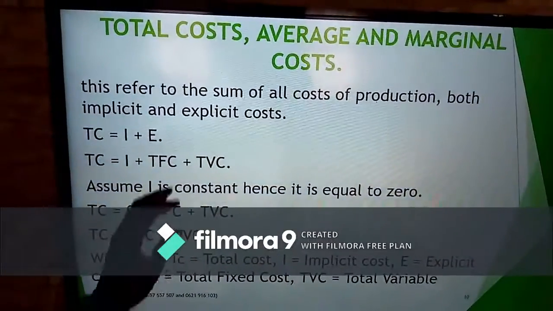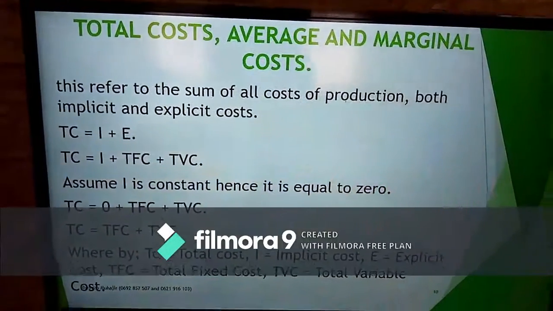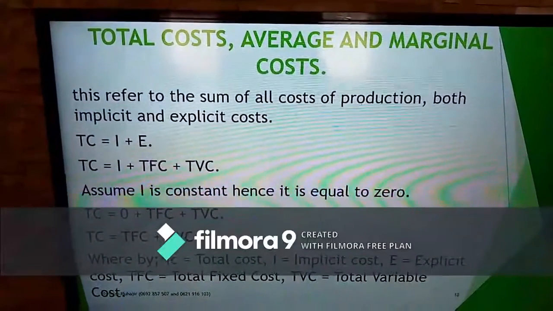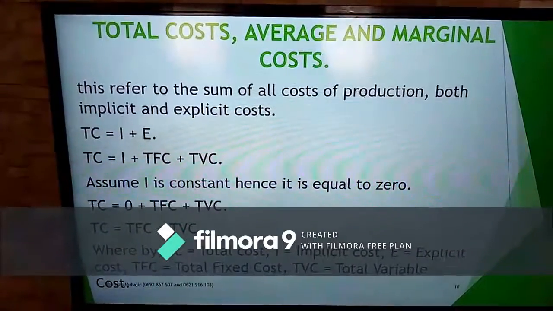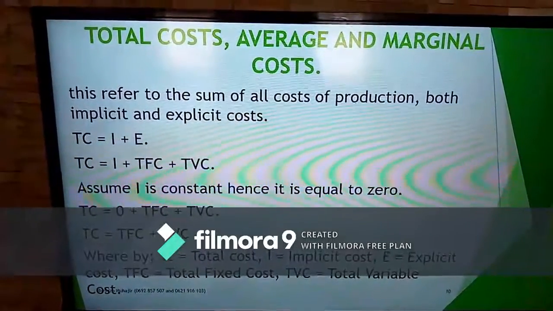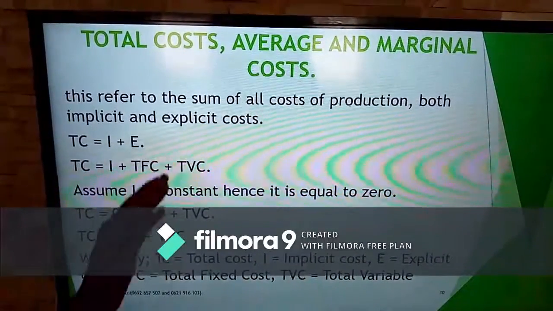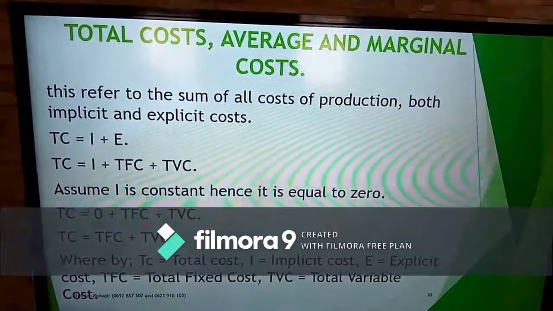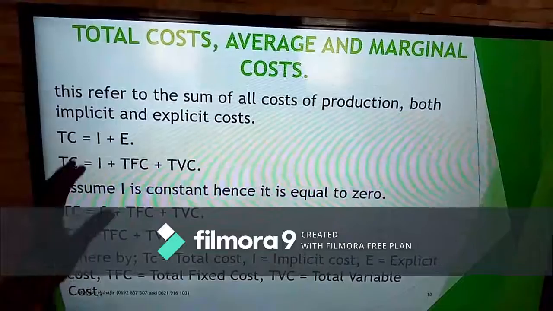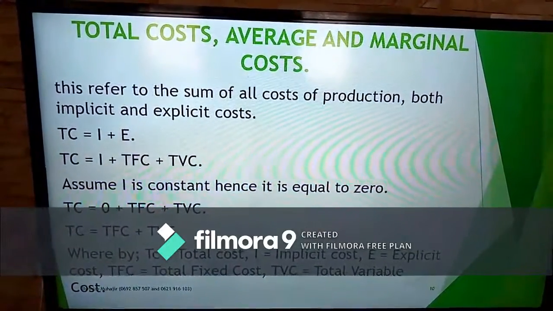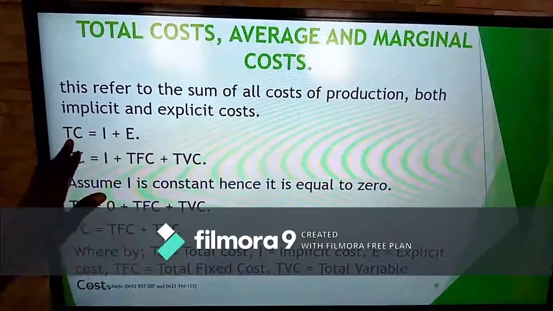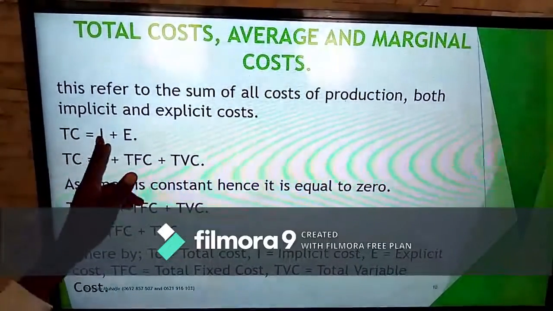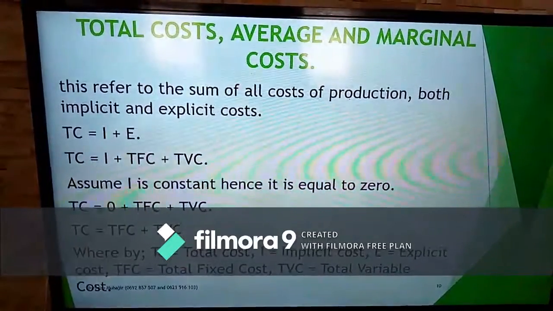Now, total cost, average cost, and the marginal cost of production. First of all, let's find the meaning of total cost. Total cost refers to the sum of all costs of production, that is, the summation of both implicit cost and explicit cost. As you can see here, the total cost is the sum of implicit cost added to explicit cost.